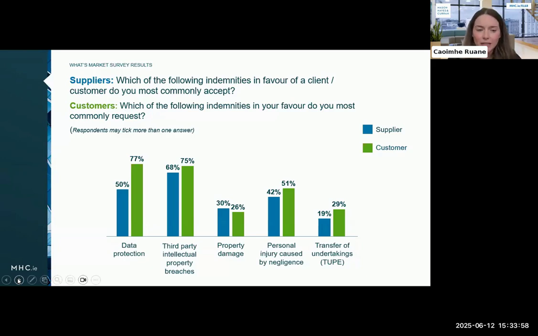It's also generally considered good practice to expressly call out a cap within the indemnity clause if it does apply, or at least cross-refer to the liability clause for the avoidance of doubt. I think now turning back to you, Mark, to discuss exclusions from liability.